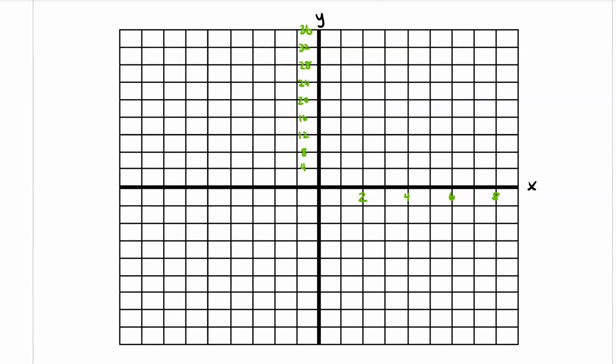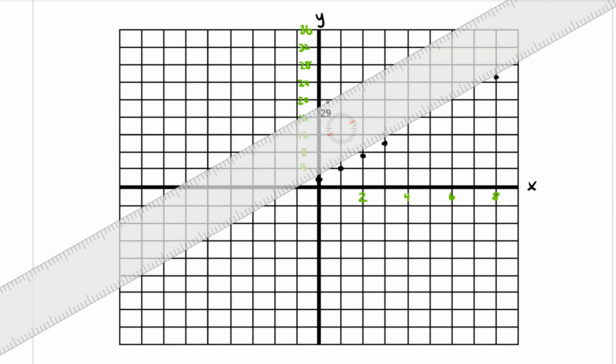So 0, 1, that means that I'm on the y-axis and I'm going up 1 unit, so that would be like about right there. If I plug in 1, my output is 4, which is right there. If I plug in 2, my output is 7, which is right there. And if I plug in 3, my output is 10. And then if I plugged in 8, my output is 25. So that's about right there. And I can definitely connect those with a line.